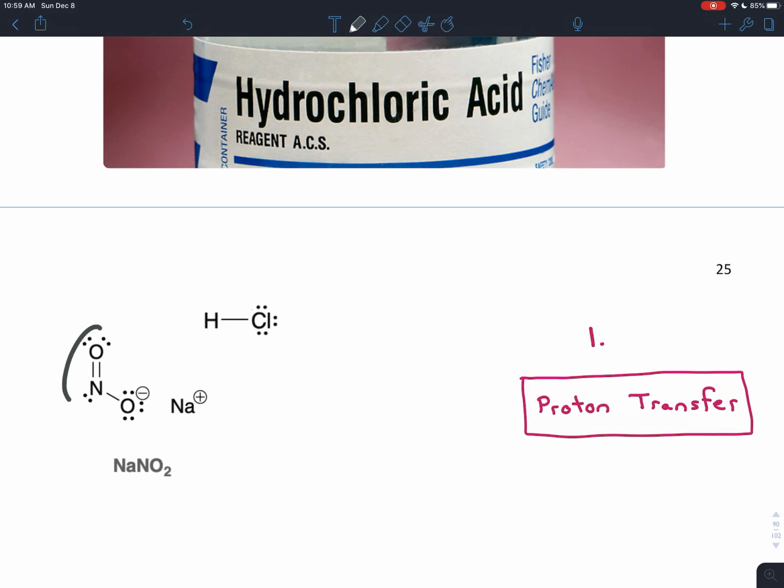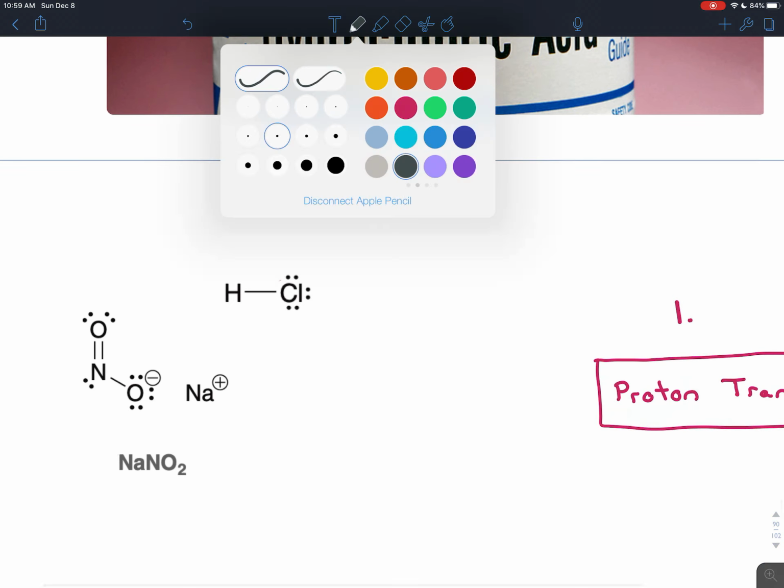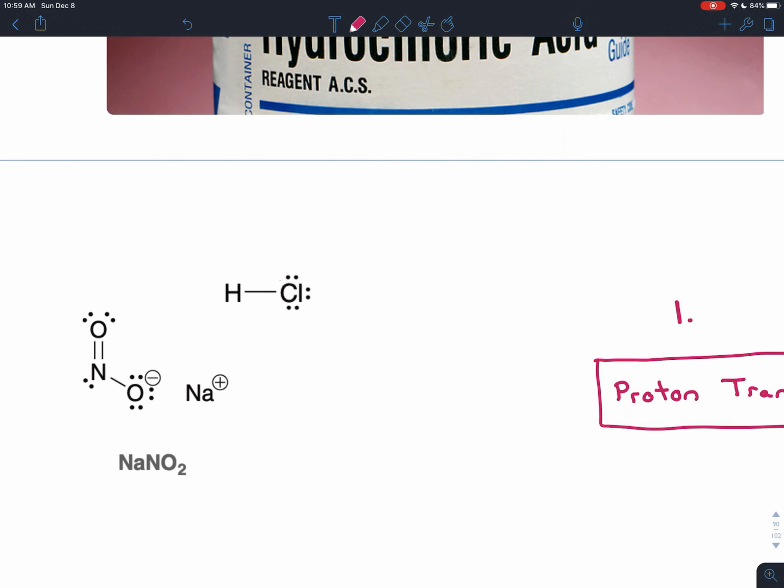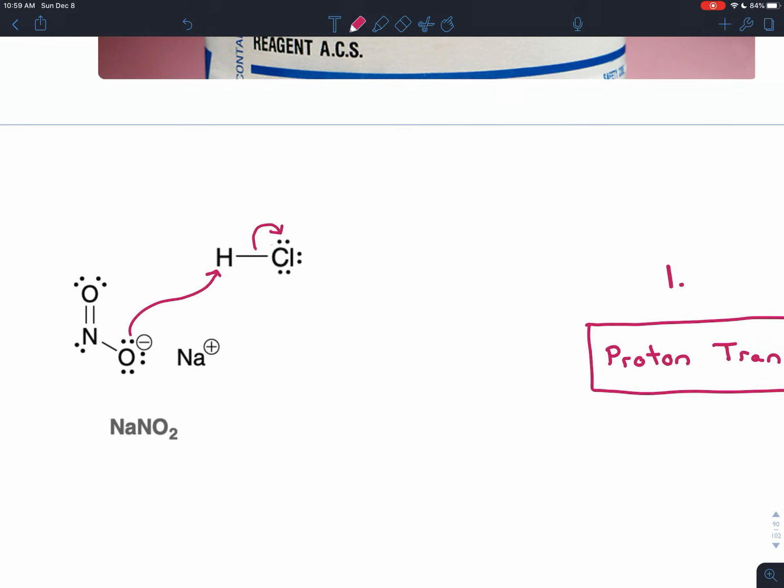Nitrogen forms 3 bonds, 2 to one oxygen and 1 to another. That oxygen that only has 1 bond will have 3 lone pairs and a full negative charge, which is being stabilized by the sodium. You could see how that oxygen would be interested in a very acidic proton on HCl. So you do a proton transfer. The oxygen steals an H plus from that, and the electrons in that bond snap back onto the chlorine.